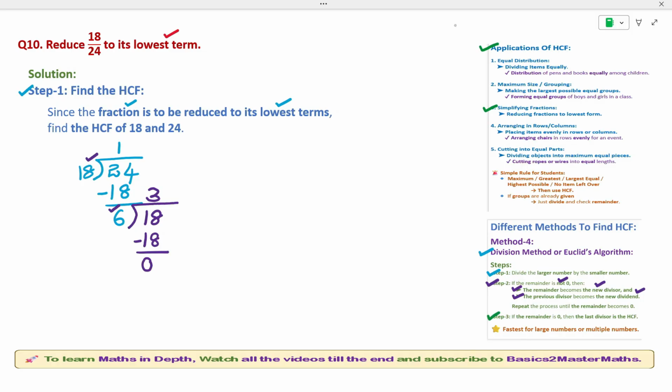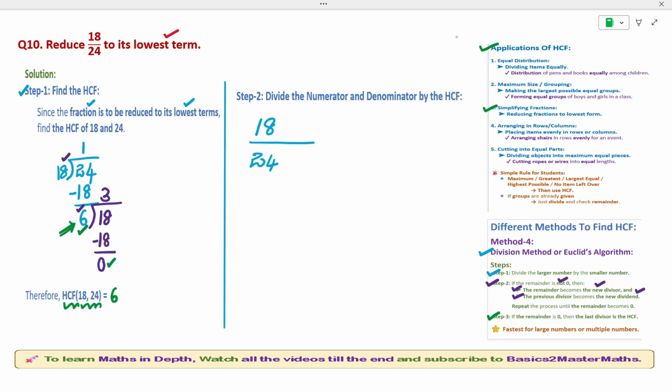Step 3. If the remainder is 0, then the last divisor is the HCF. Therefore, HCF of 18 and 24 is 6.